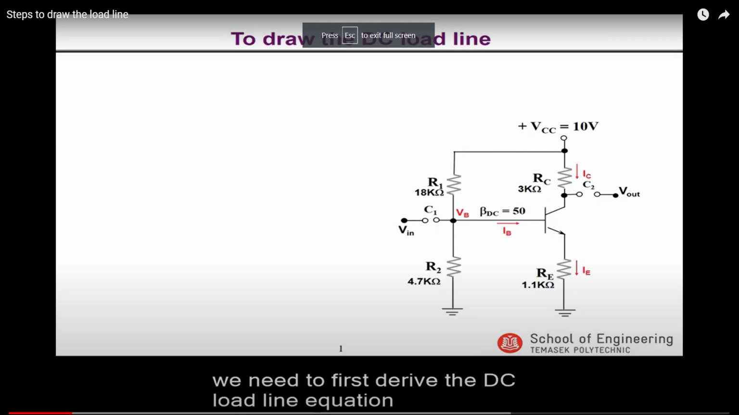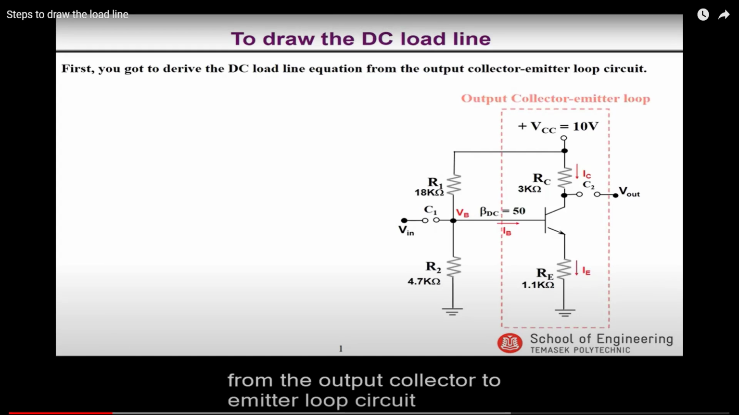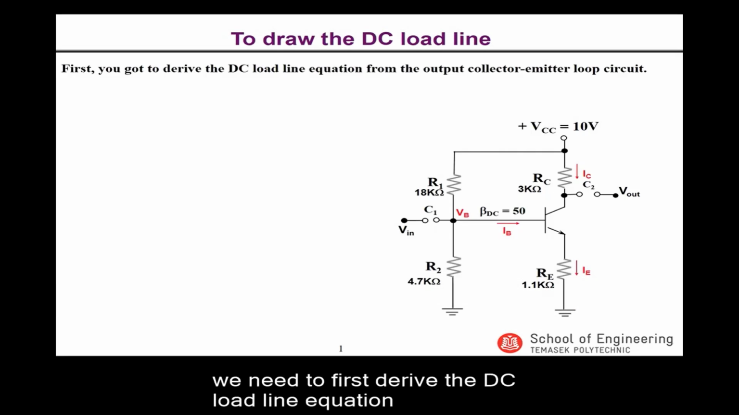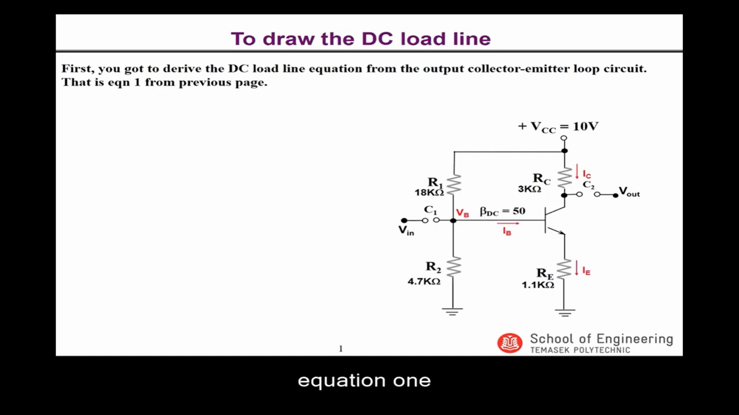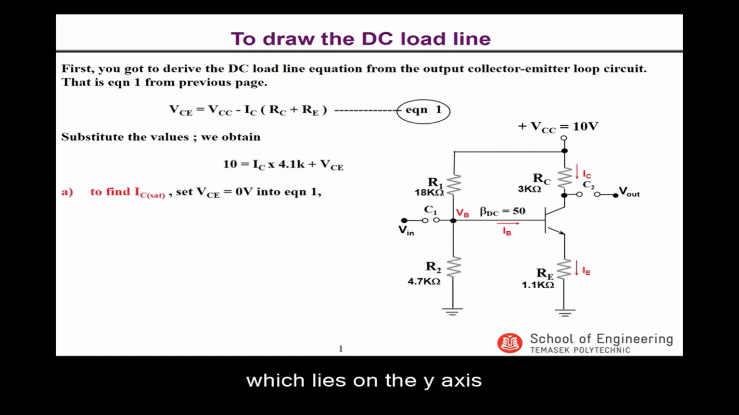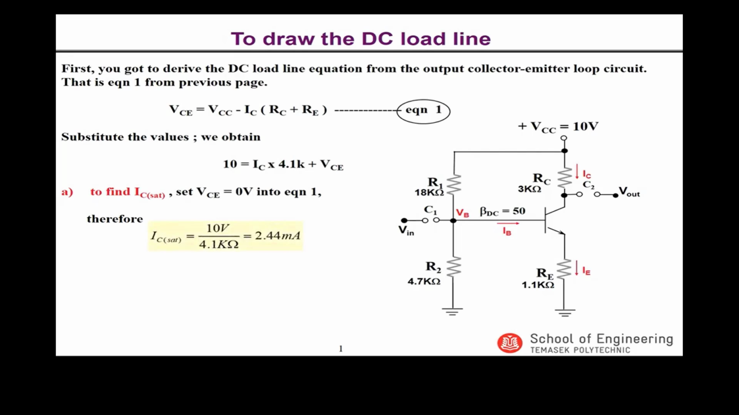To draw the DC load line, we need to first derive the DC load line equation from the output collector to emitter loop circuit, which is actually equation 1 from the previous page. Substituting the values into the equation, we obtain the following. To find IC sat, which lies on the y-axis, we set VCE equal to 0 into equation 1, since there is no VCE value on the y-axis. Therefore, IC sat will be equal to 2.44 milliamps.